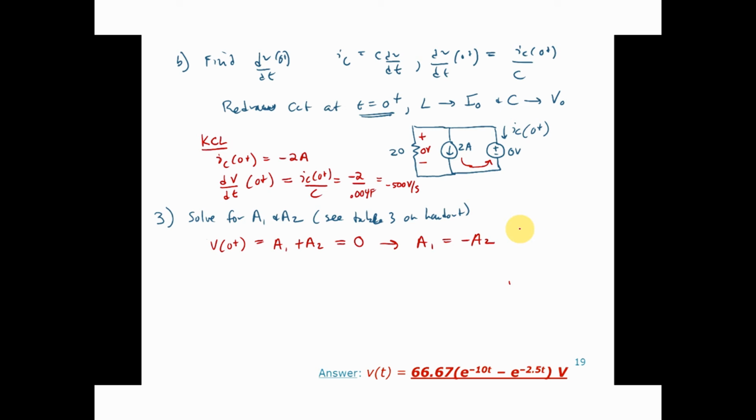And what's the other formula say? Oh, the dV/dt step that we just solved for? Yeah, dV/dt of 0 plus equals S1 A1 plus S2 A2. Yep. And we know that equals minus 500. And S1 is minus 2.5, so minus 2.5 A1, and S2 is minus 10, so minus 10 A2.